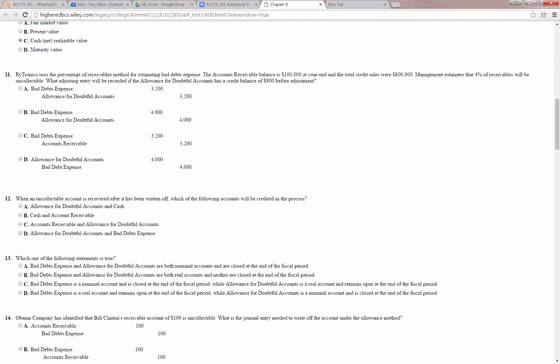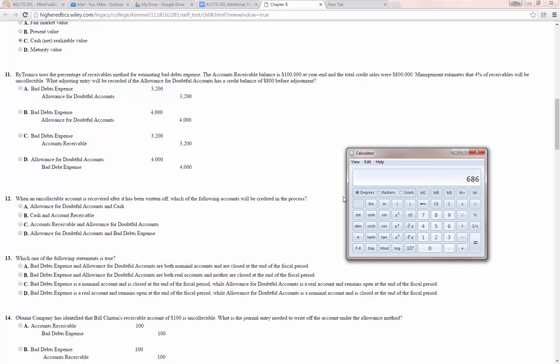All right, so what we have to do then is say accounts receivable, they use the percentage of receivables method. So if accounts receivable has a $100,000 balance, and we think that 4% won't be collectible, that's $4,000 that won't be collectible. There's already a balance of $800 in the allowance for doubtful accounts, and that should be a credit balance because the allowance for doubtful accounts is a contra asset. It offsets the asset accounts receivable.